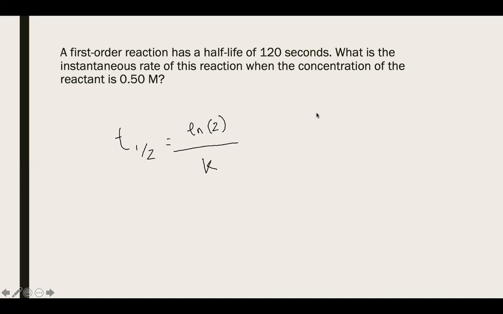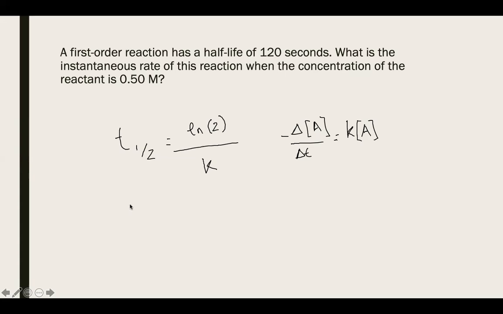Because the other equation that you really want to use for this problem is delta A over delta t equals k times the concentration of A. If you're able to get your k here, then you already have your concentration of A, and then you would be able to get the instantaneous rate of the reaction.